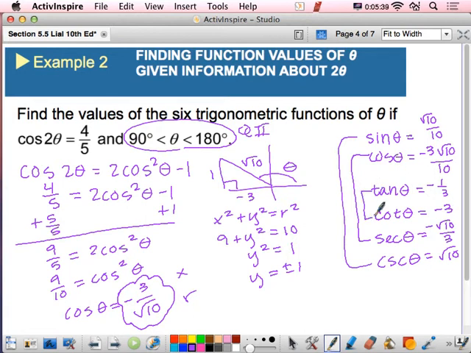Okay, so let's make sure we understand exactly what we did there. I started a problem and I gave you one thing. What did I give you? I gave you the cosine of 2 theta. Okay, we used a double angle identity to solve for cosine of single theta. Then we drew a triangle for single theta, and we solved for the x, the y, and the r using what we knew about cosine. Once we did that, we were able to use the definitions to find the other 5. Make sense? Great.